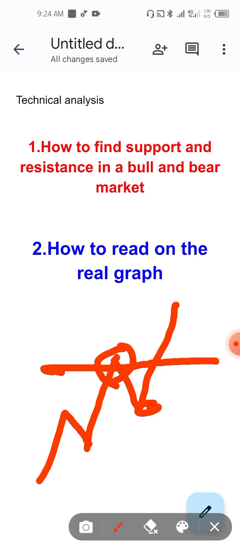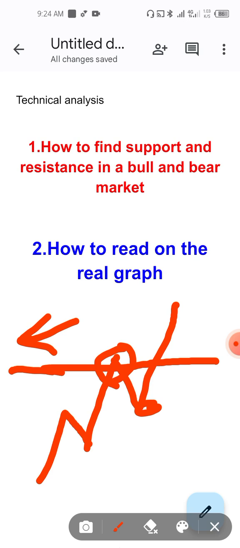After drawing that line, you have to test this side. You look to see if this line has ever been tested, once or twice. If it has not ever been tested, then it might not be a good place to trade in. But if it has been tested on this side, what do I mean by testing?